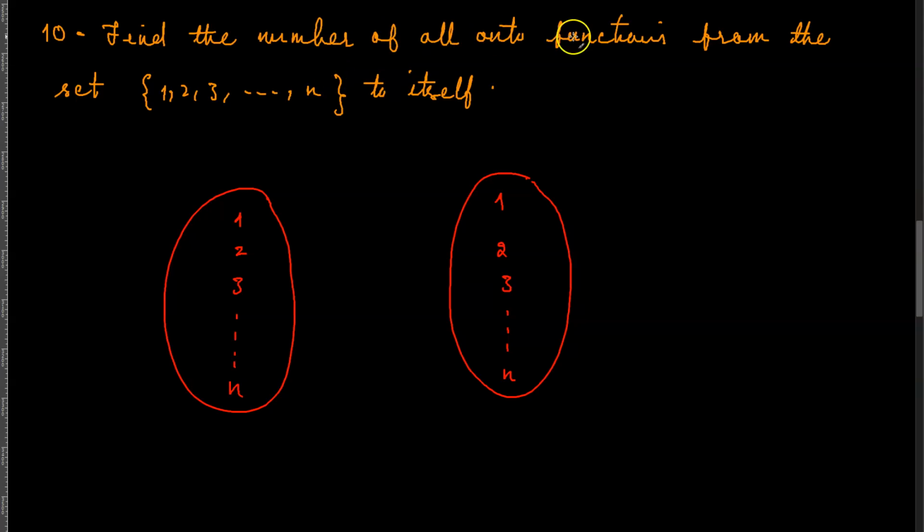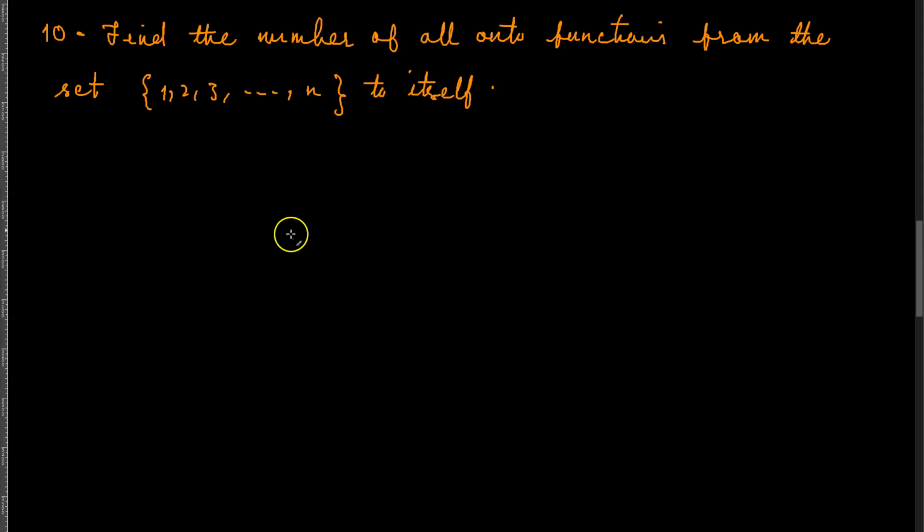Now, in order for the function to be onto, it means that every element in the codomain of the function, which is the set of natural numbers, is the image of some element in the domain of the function. That means that every element here is mapped to some element here, and that no element here is left alone. To make this a little bit simpler, because this is an infinite set, I'm going to start with a simpler case.